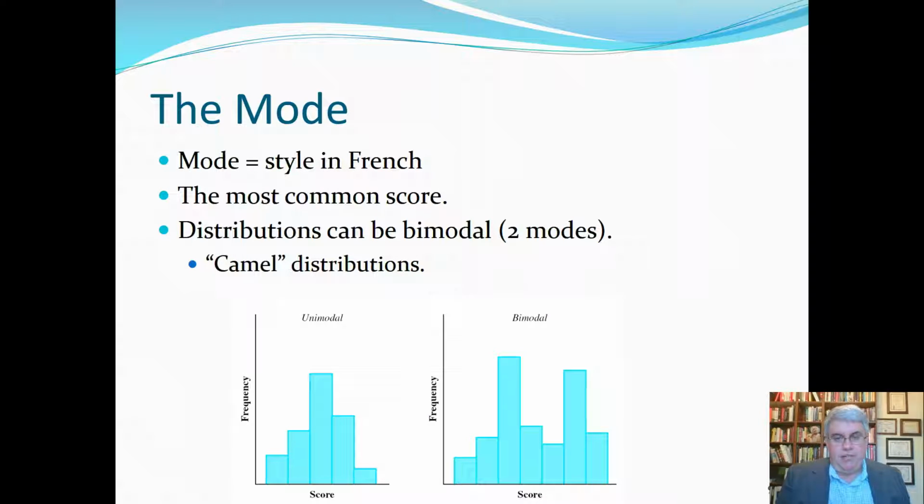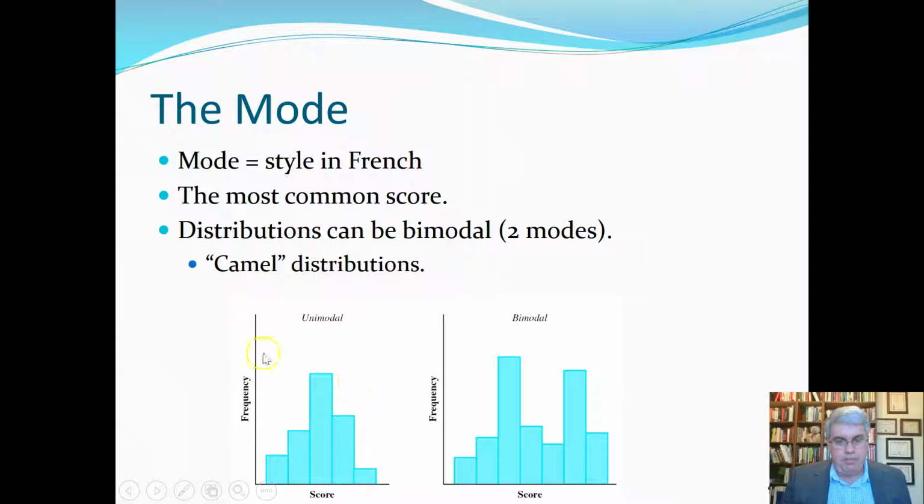The other measure of central tendency is the mode, and this comes from the French word mode, which means in style or the style. And the mode is the most common score. It's like, what's the most common? What are people wearing? Oh, that's the style. And so when we have a frequency distribution, especially a histogram, we can see the mode really quickly.